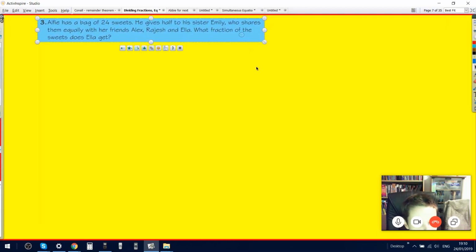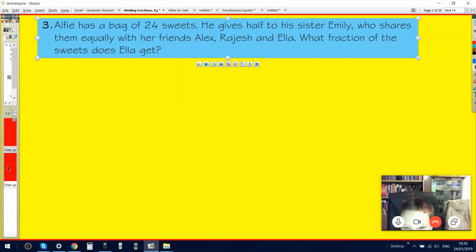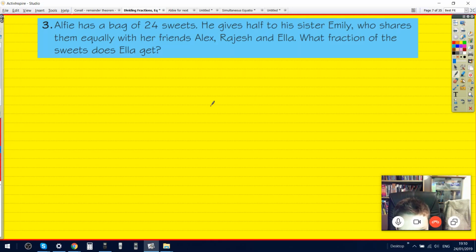Okay, let's try this one. Alfie has a bag of 24 sweets. He gives half to his sister Emily, who shares them equally with her friends Alex, Rajesh, and Emma. What fraction of the sweets does Emma get?